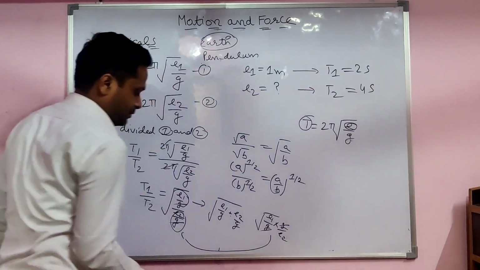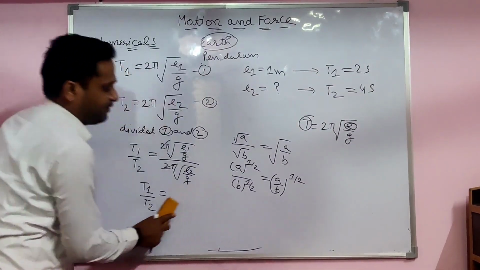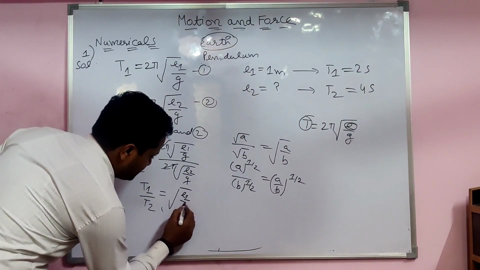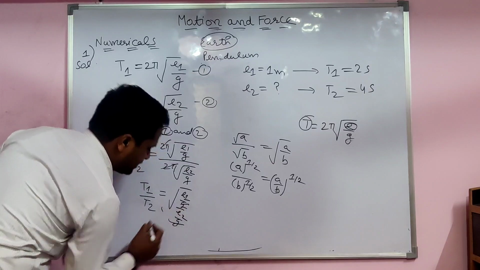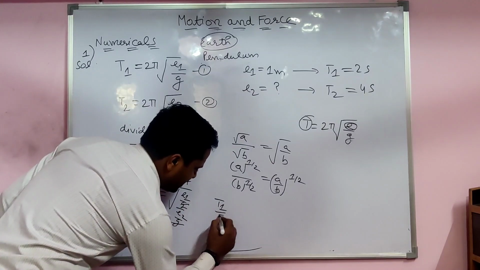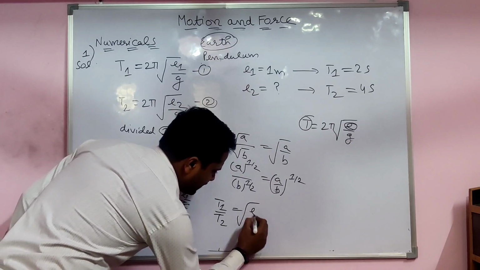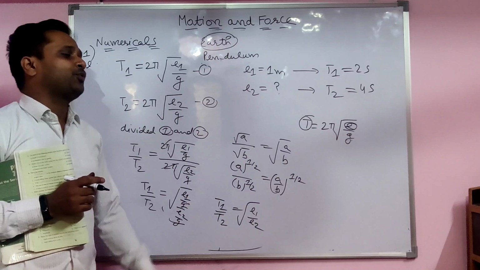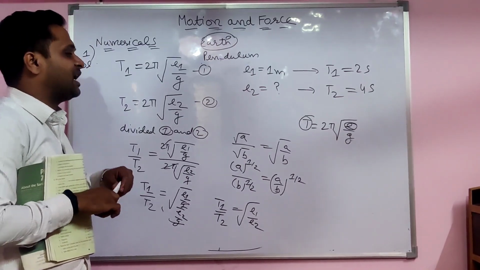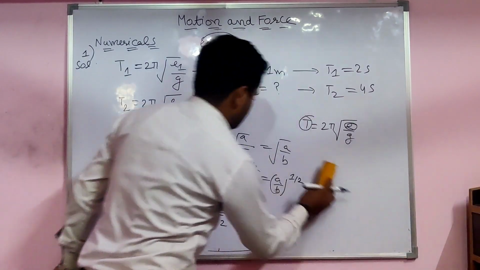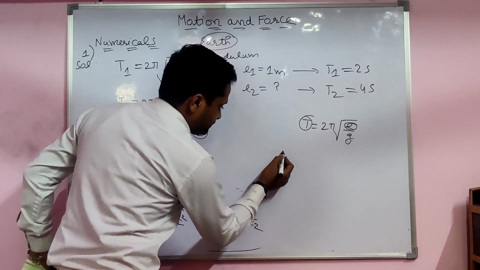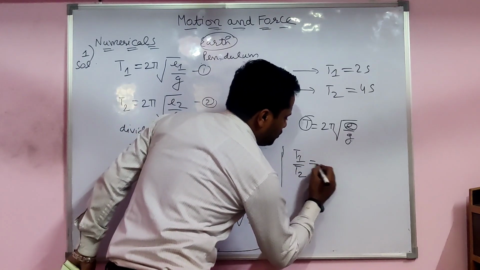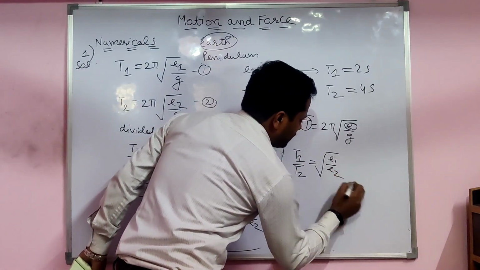Yes, very easy. So here you have to write what? See there. L1G, L2G, G cut, then T1 upon T2 equals under root of L1 upon L2. This was the result. Now you have to put the value. Keep in mind, now you have to put the value. How do you put the value? See there. The formula is T1 upon T2 equals under root of L1 upon L2.